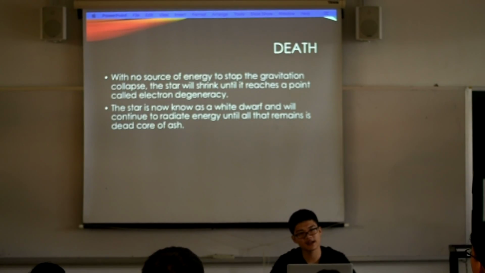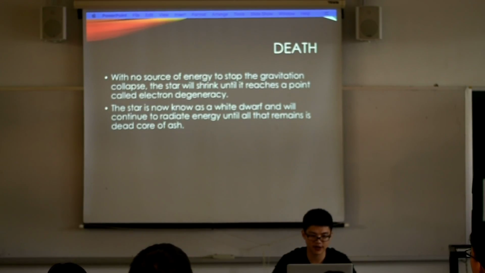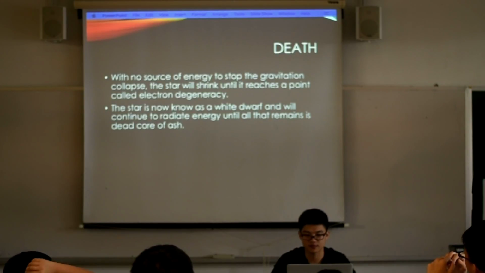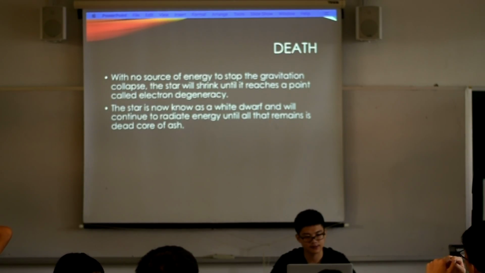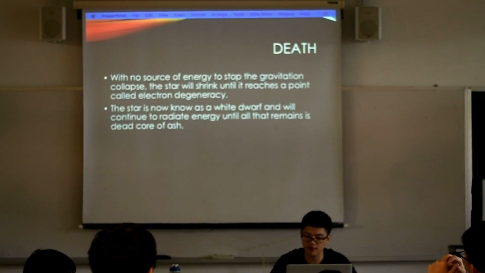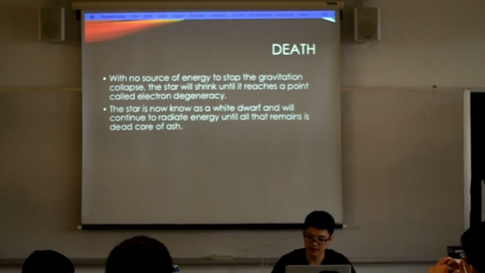So what happens inside this core? With no source of energy to stop its gravitational collapse, the star will shrink until it reaches a point called electron degeneracy. The star will now be known as a white dwarf, and will continue to radiate energy until it remains dead and cool.